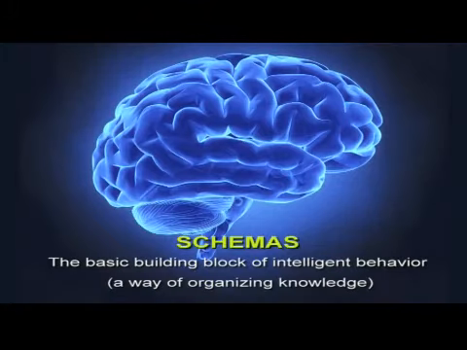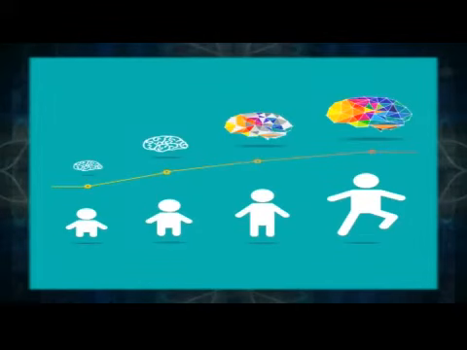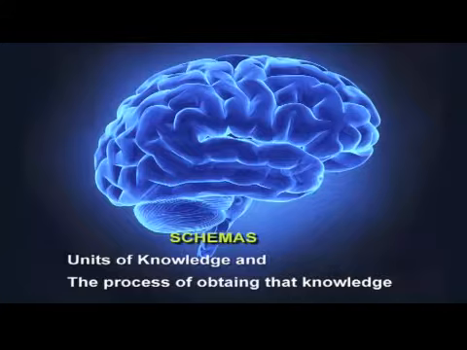Schemas. Piaget called the schema the basic building block of intelligent behavior, a way of organizing knowledge. It is useful to think of schemas as units of knowledge. Each one relates to one aspect of the world, including objects, actions and abstract concepts. In Piaget's view, a schema includes both a category of knowledge and the process of obtaining that knowledge. As experiences happen, this new information is used to modify, add to or change previously existing schemas.